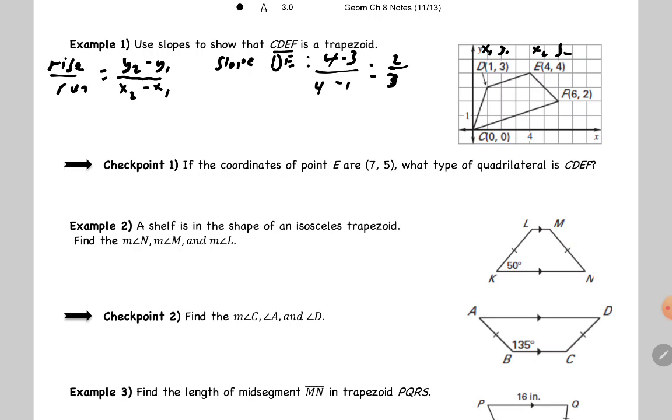And that's my slope. Now let's take a look at my bottom base. Okay, slope of CF. So we have 2 minus 0, that's my y's, over 6 minus 0.